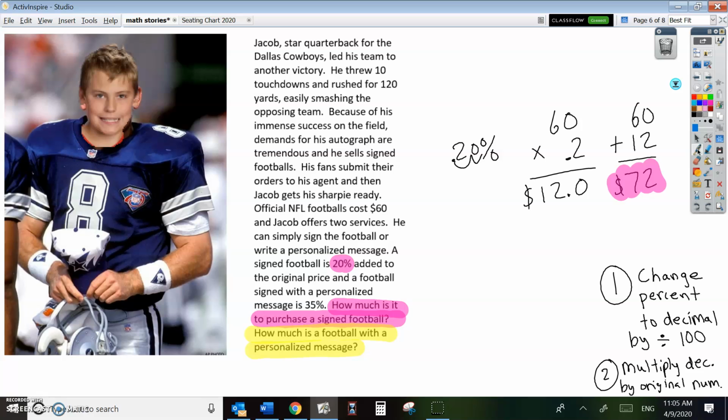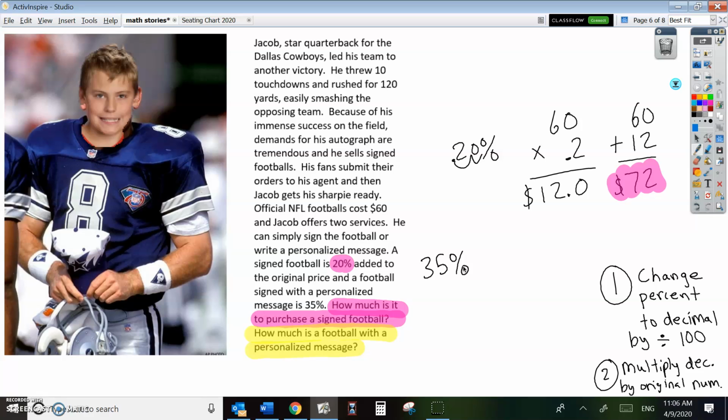Okay, so a personalized football is 35%. Maybe Jacob wrote on there, "Hey, George, hope you enjoy your football game next week," or something like that. Just something so that the fans know that Jacob cares, because he does. I mean, look at that face.